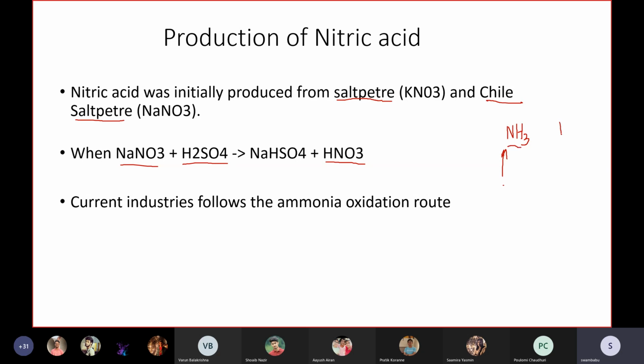At the same time, these nitrates, KNO3 and NaNO3, the resources are depleting. So the modern industry is following a new route. To produce nitric acid, modern industries follow the ammonia oxidation route. The reason is the rapid growth of petroleum refineries, which increased the ammonia production rate. Also, the resources for KNO3 and sodium nitrate greatly reduced, especially after World War II. Then they invented this reaction, and most current industries follow this ammonia oxidation route.